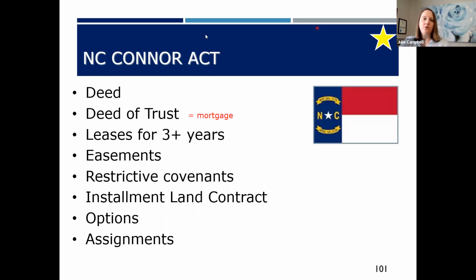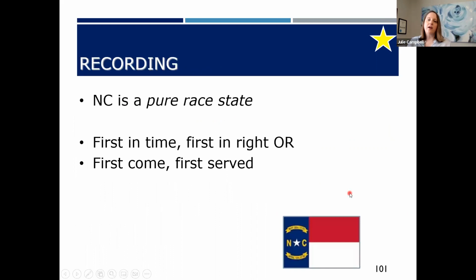When it comes to recording, North Carolina is a pure race state. What I mean by a pure race state is that the first one to get to the courthouse and record wins. It's a race to get these documents on public records. The first one there wins, pure race. There's a fascinating story in your book on page 101. The second example.